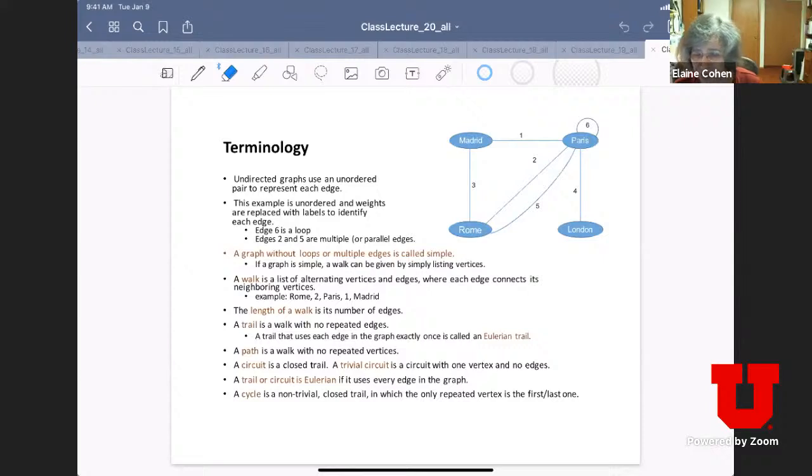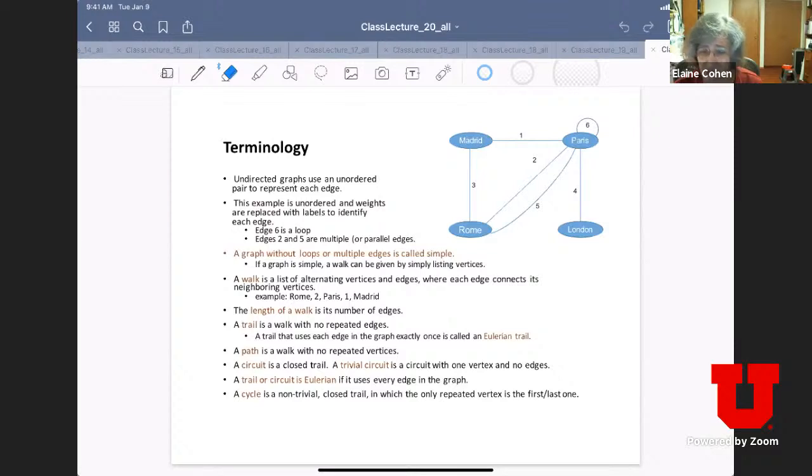A trivial circuit is a circuit with one vertex and no edges. You look at that and say, well, if it has no edges, how can it be a trail? Remember, a trail just says there are no repeated edges. So if there are no edges at all, there are definitely no repeated edges. So that satisfies the definition. Now, a trail or a circuit is called Eulerian if it uses every edge in the graph. Now you see this is our bridge of Königsberg, okay? Remember, our edges there were the bridges, and we wanted to go over every bridge.